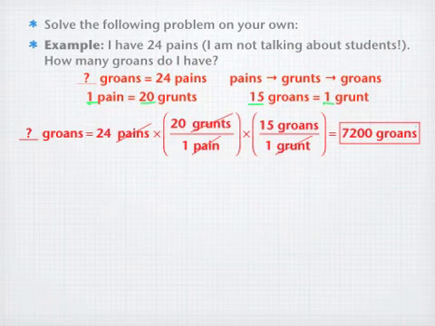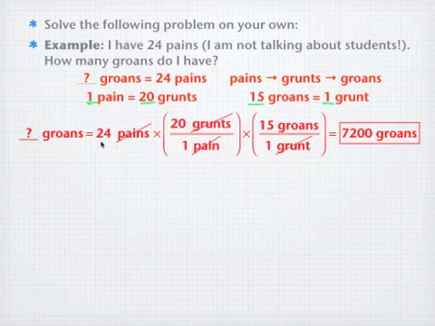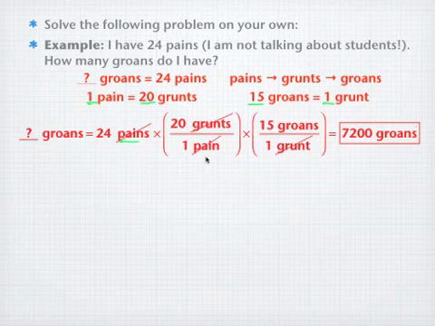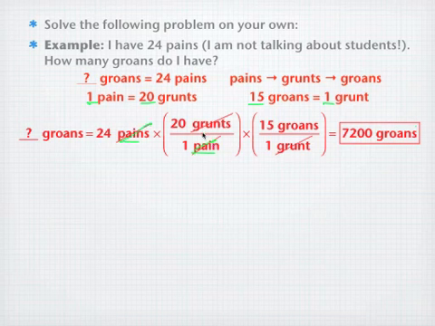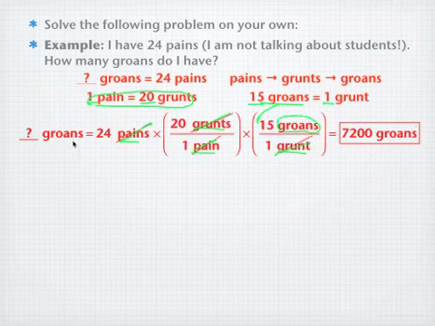And here's our answer. Start off with 24 panes. Panes is in the numerator, so we put it into the denominator here. They cancel out. Grunts goes on top, and there's 20, so we used our first conversion factor, 20 grunts over 1 pane. Now we have units of grunts. We want units of groans, so we cancel out the grunts. The 1 grunt goes in the denominator here. The 15 groans goes into the numerator. The grunts cancel out. They leave us with groans as the unit that we want.